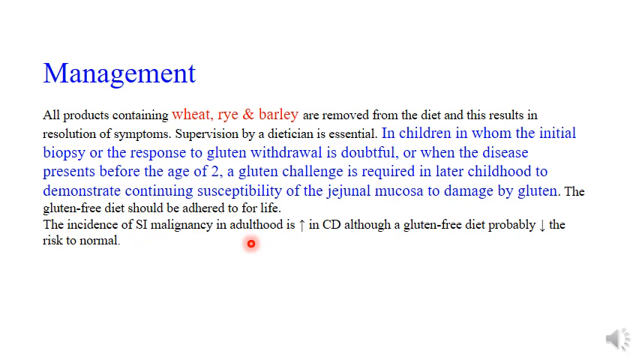The incidence of malignancy in childhood and adulthood is increased in celiac disease, although a gluten-free diet probably decreases the risk to normal. So the diet should be strict to prevent the symptoms and keep the child living normally. Always avoid food containing gluten, like these three substances, which should be out of the diet of the child.